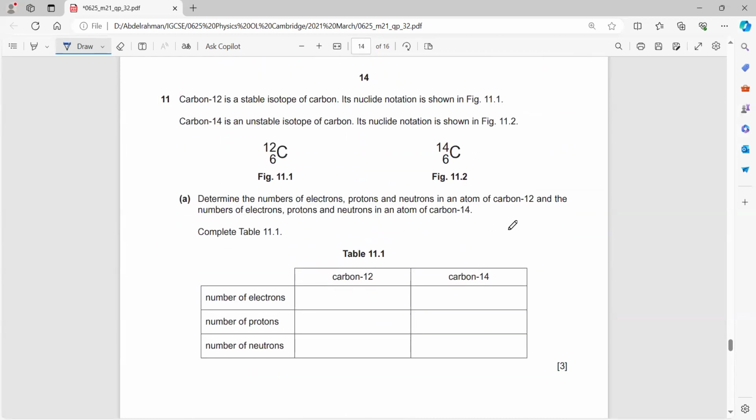Carbon 12 is a stable isotope. Carbon 14 is an unstable isotope. What's the number of electrons in carbon 12 and carbon 14? 6 and 6. What's the number of protons? 6 and 6. Okay. What's the number of neutrons? 6 and 8. What did I do? For this one I did 12 minus 6, but in this one I did 14 minus 6, which gave me 8.